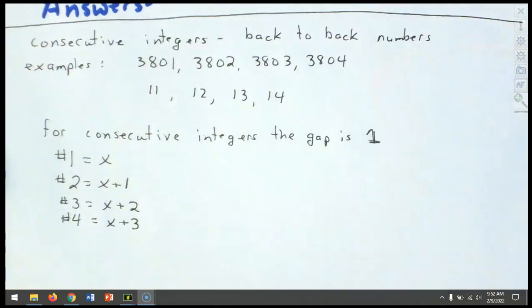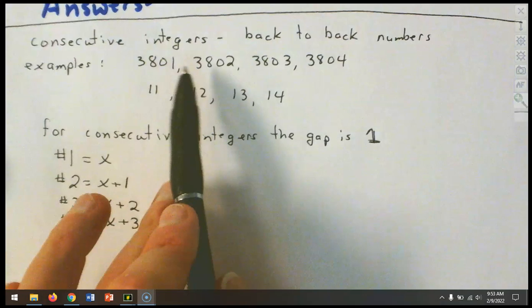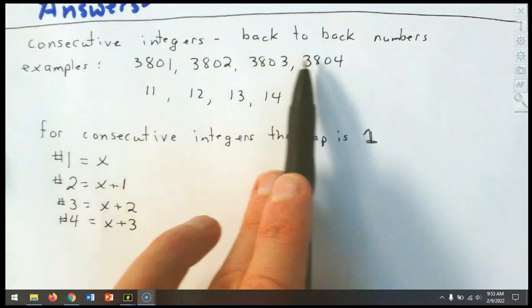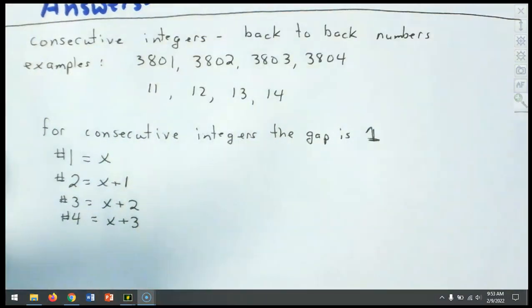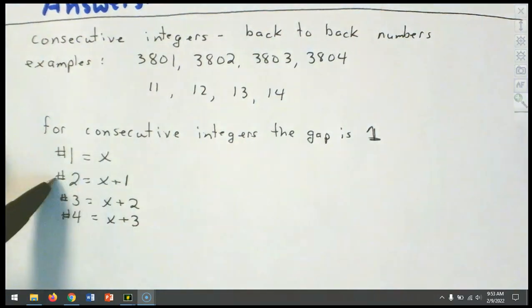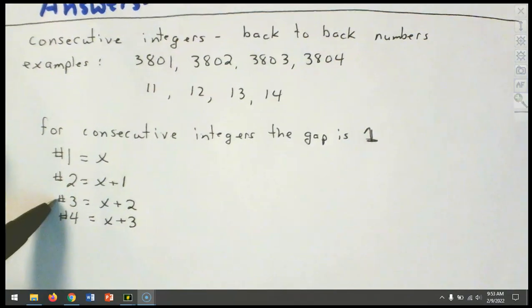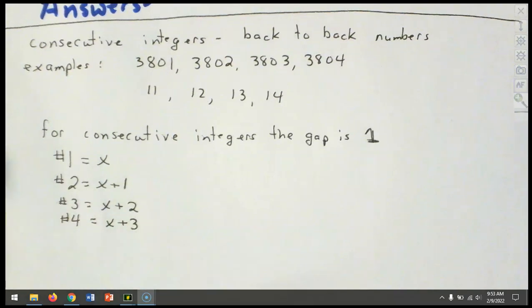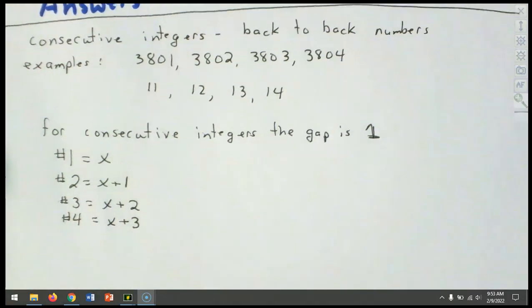So when we talk about consecutive integers, we're talking about back-to-back numbers, okay? And look at the gap between each of these numbers. How do I get from one number to the next? I add 1 every time, right? So when we look at our pattern, we call the first number x, second number x plus 1, third number if we need it is x plus 2, and fourth number if we need it would be x plus 3. You can continue the pattern if you need more, but we never need, in this course, more than 4 of them. So consecutive integers have a gap of 1.